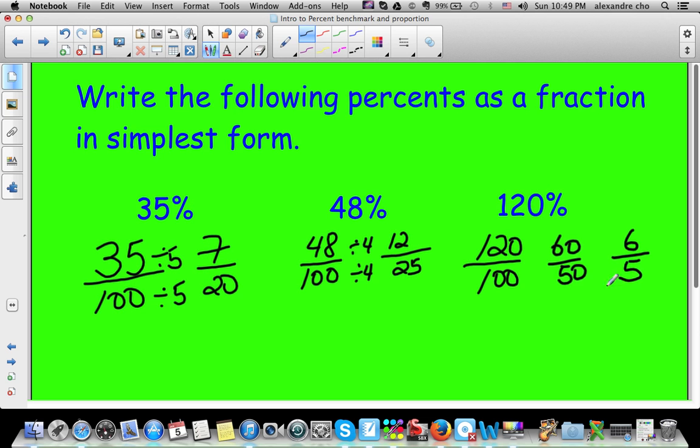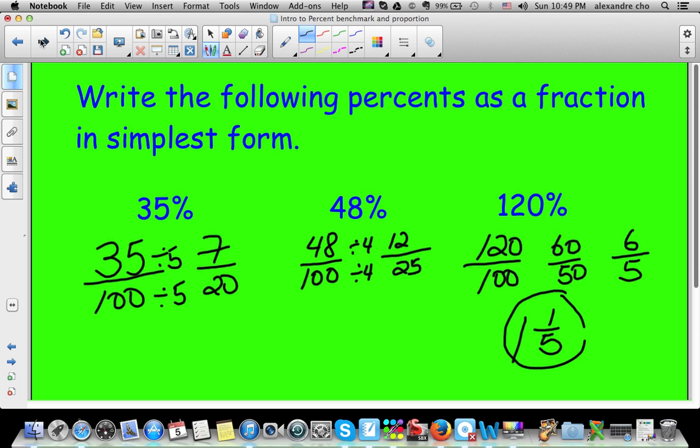It's an improper fraction, which I want to change to a mixed number. Okay, so 5 goes into 6 one time. You have 1 left over. 1 over 5. So 120% as a fraction can be written as 120 over 100, 60 over 50, 6 over 5, or finally, final answer, 1 1/5. That's what I would have liked to see on a test. Okay, that would be your final answer.